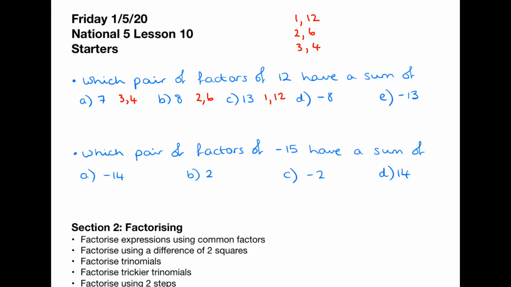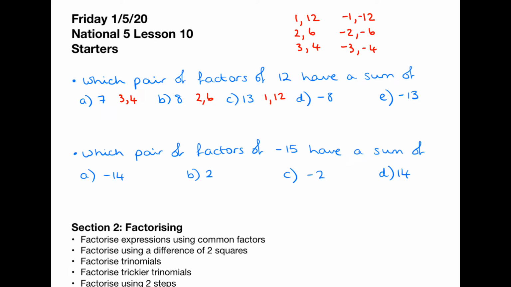Well, none of those numbers are negative, so how can we get a sum of negative 8? Well, remember, when you're multiplying two numbers together, if the signs match, the answer is positive. So if you multiply two negatives together, you get a positive answer, don't you? So we could also consider the factors of 12 to be negative 1 and negative 12, negative 2 and negative 6, and negative 3 and negative 4.